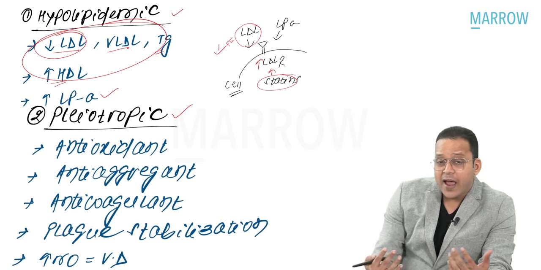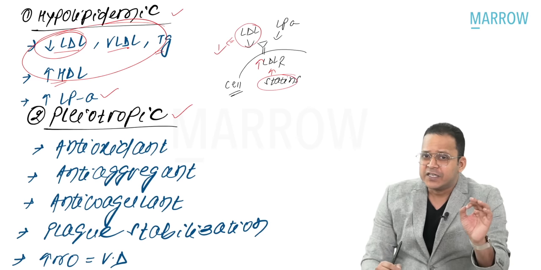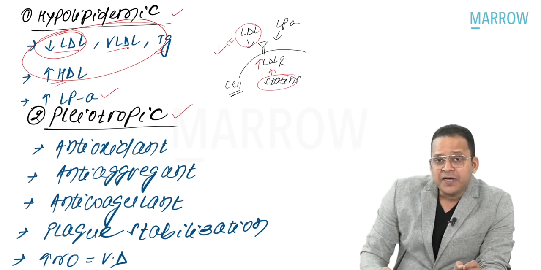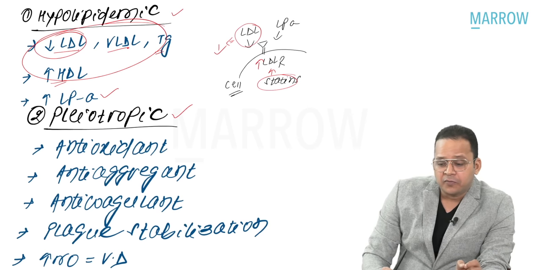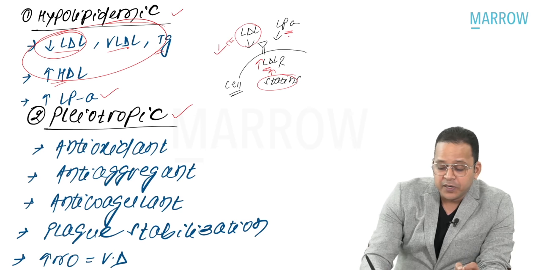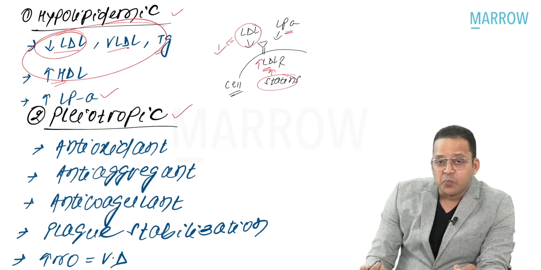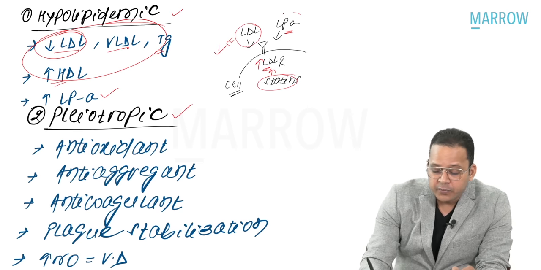Now, you would ask then, why not lipoprotein A? Why does lipoprotein A not decrease? The reason is pretty simple. The affinity of LDL is more for the LDL receptor as compared to lipoprotein A. So when LDL receptors increase, they take more LDL as compared to lipoprotein A.